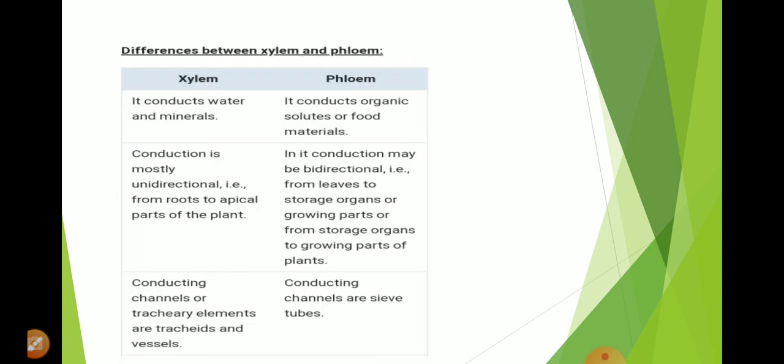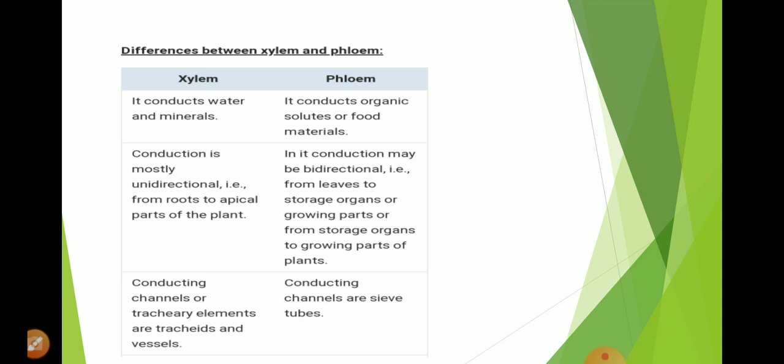Last, now you will learn how xylem tissue is different from the phloem tissue. Xylem tissue consists of four different kinds of cells: xylem parenchyma, xylem tracheids, xylem vessels, and xylem fiber. On the other hand, phloem also has four different types of cells, and let us name them. Number one is phloem parenchyma, phloem fiber, sieve tubes, and companion cells.